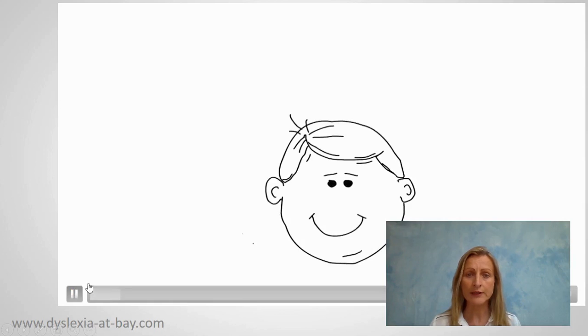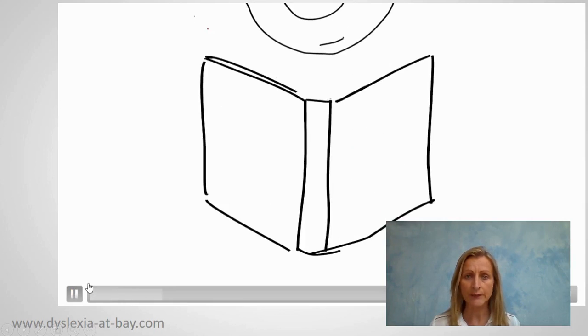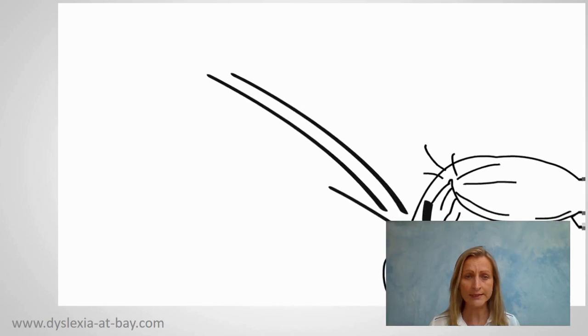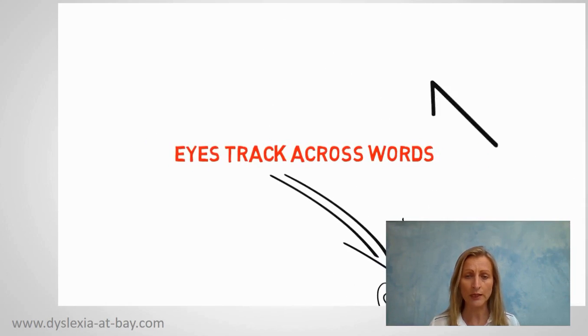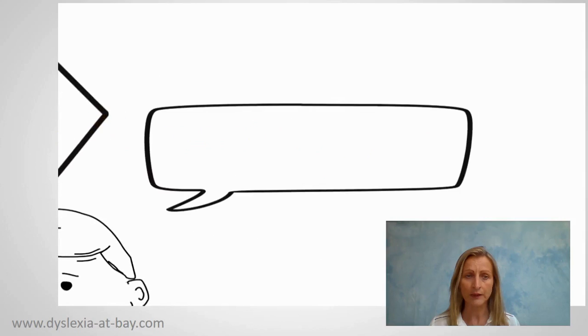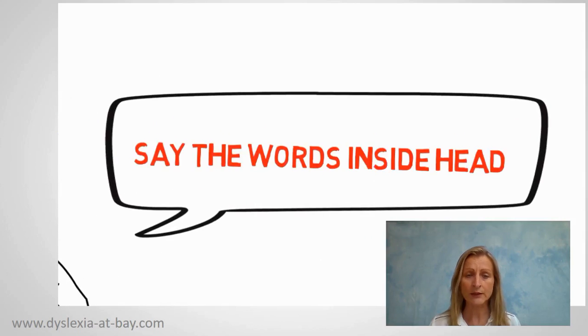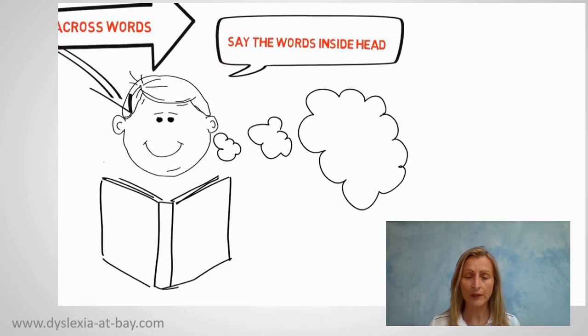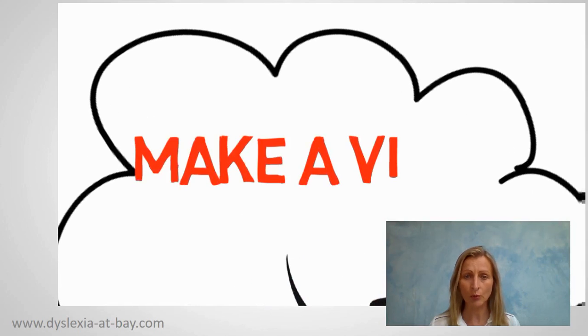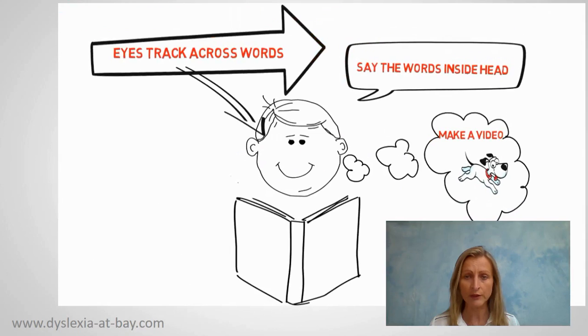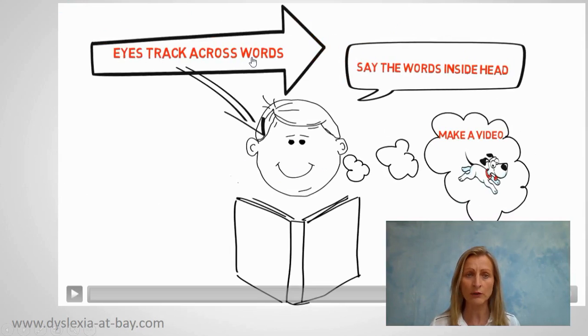We view reading as a three-stage process. So while somebody's reading, the first thing that happens is that the two eyes come together and track across the words and lines. The second stage is we say the words inside our head. And the third stage is the comprehension stage, where we make a video of what we have read, which we dealt with in the previous section. In this section, we're going to focus on the eye tracking part, where the eyes track across the words.